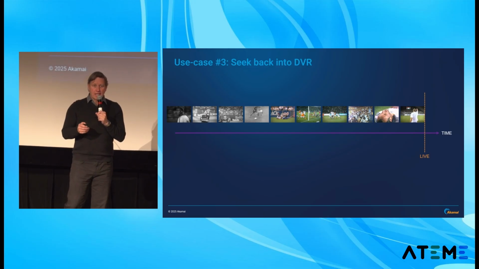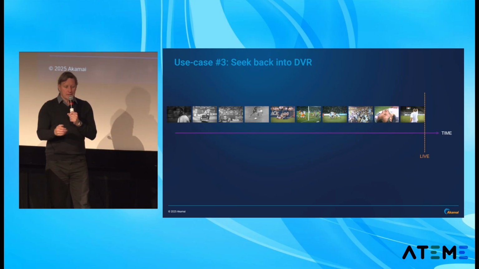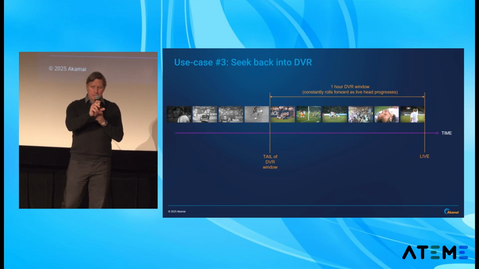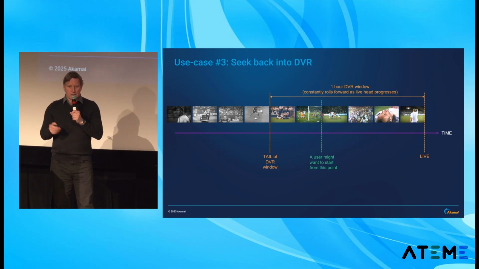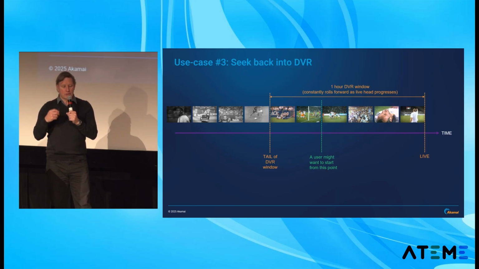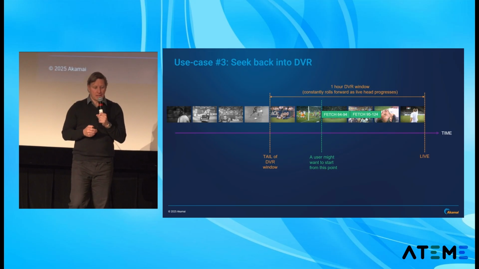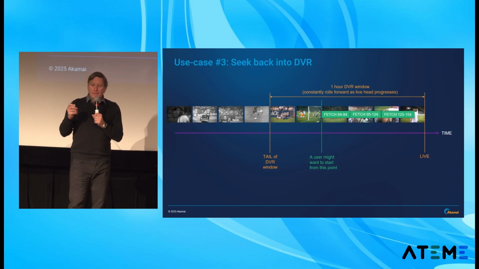Use case number 3, seeking back into DVR. So here I have some pictures representing the past of our track. And we have a rolling DVR window. Whatever its length is, it's moving forward in time. And a user might want to start at some point in the DVR. So to play this back with MoQ, I would essentially fetch a number of objects, fetch some more, fetch some more. I would just fetch my way forward. I would never catch up to live unless I have a playback rate greater than 1. And that's the use case.